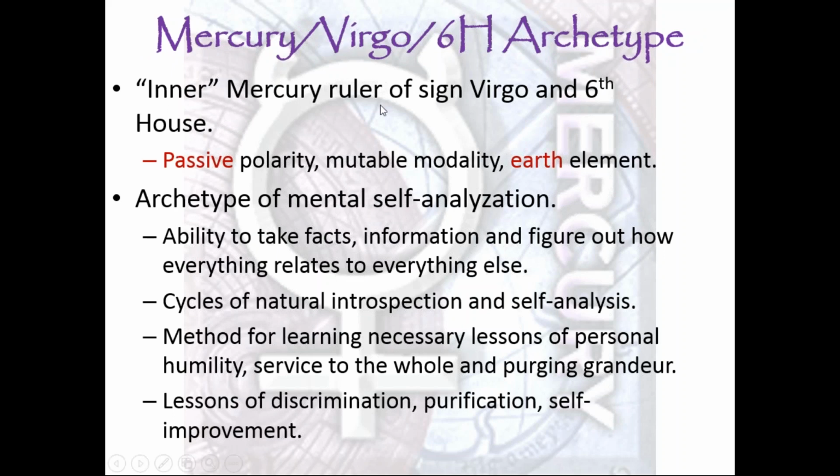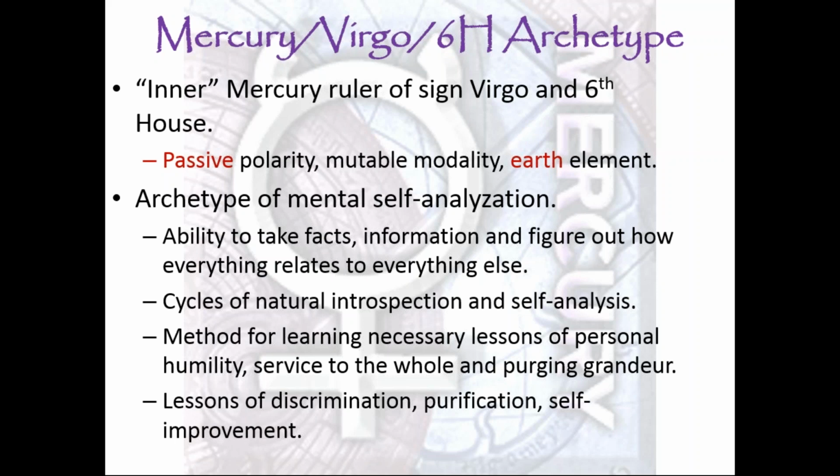The inner Mercury, which is its rulership of Virgo in the 6th house, is again that passive polarity and the earth element. Water and earth elements are always energy returning back to the center. They relate to passive polarity. Fire and air elements are always energy moving out from the center, the active polarity. So here, Mercury through Virgo in the 6th house is the archetype of mental self-analyzation. This is where we look at the ability of Mercury to take all these facts and information and figure out how everything relates to everything else. We're starting to make sense of it. Virgo 6th house squaring Gemini Sag, and Sag being that whole that we put it together with.